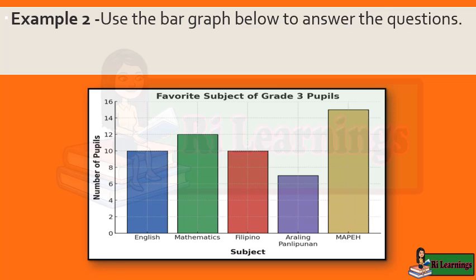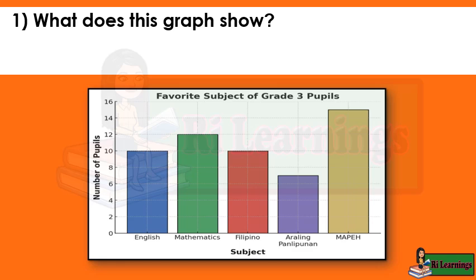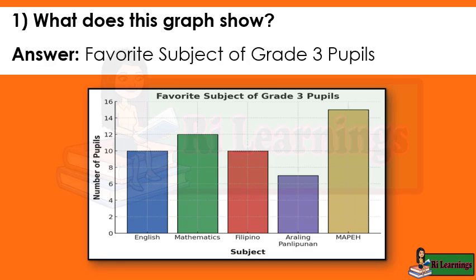Example 2. Use the bar graph below to answer the questions. 1. What does this graph show? Answer. This bar graph shows the favorite subjects of grade 3 pupils and the number of pupils who prefer each subject.